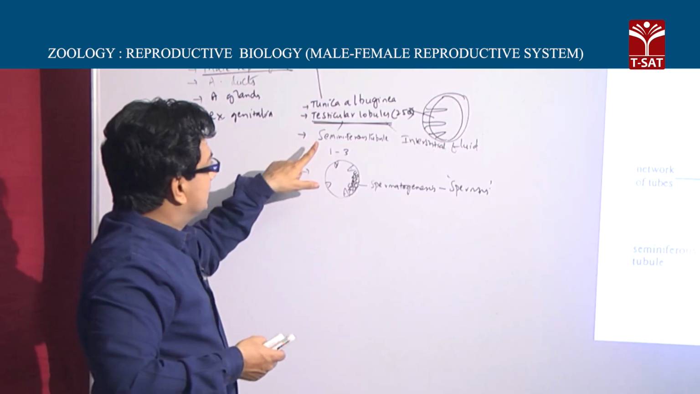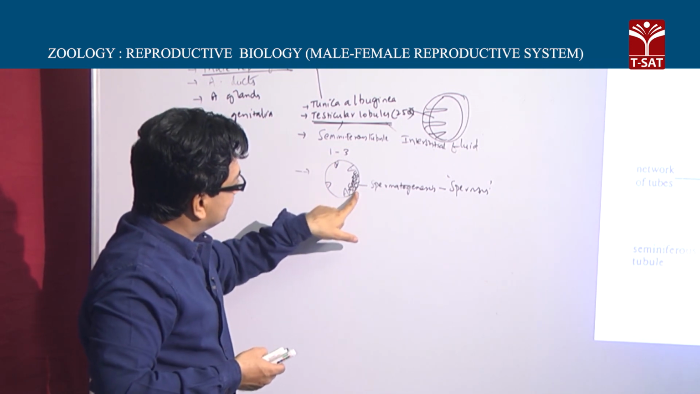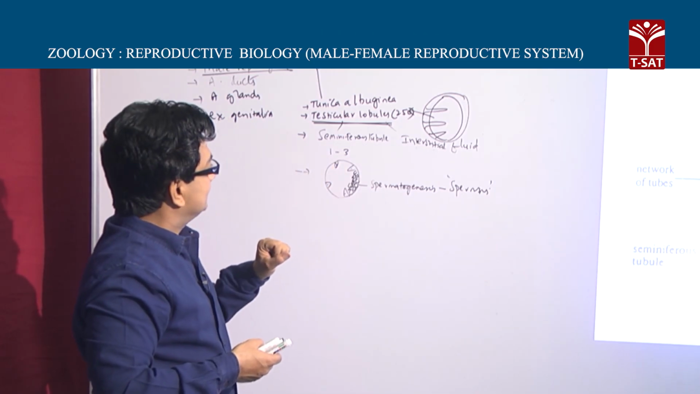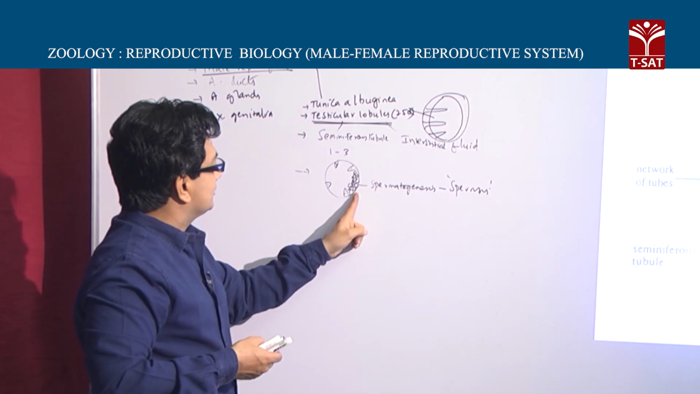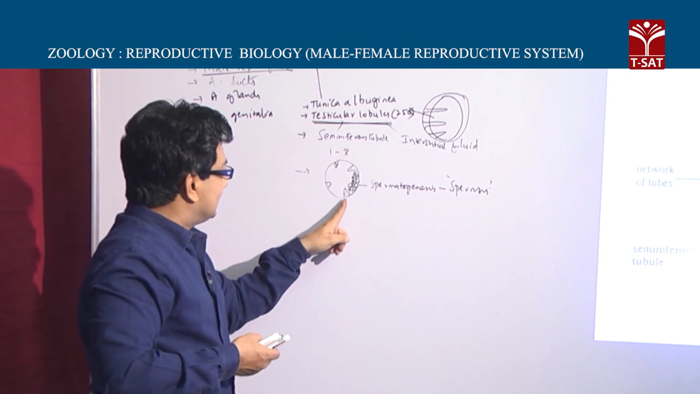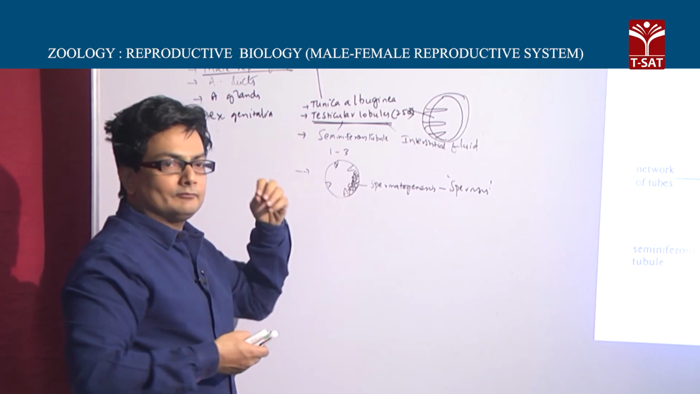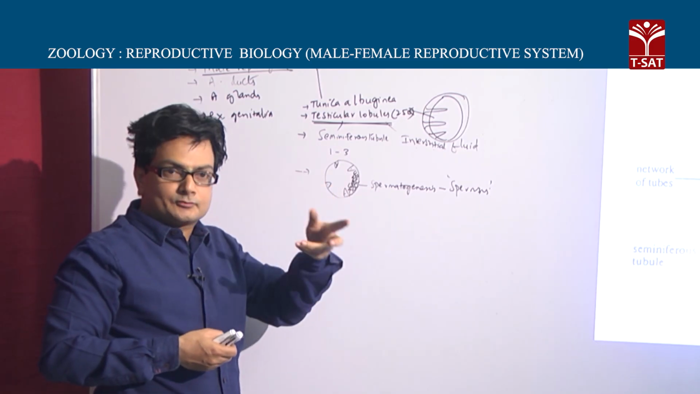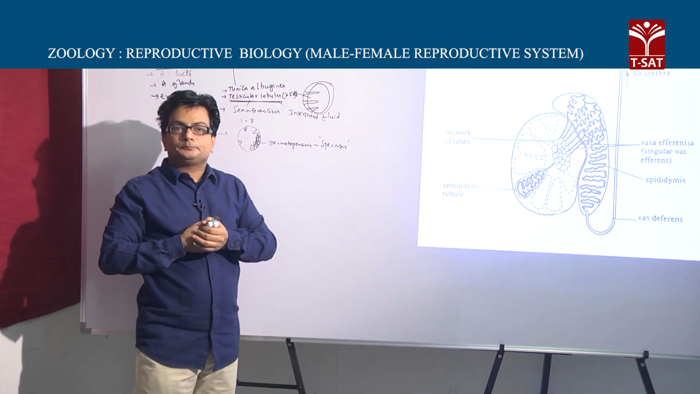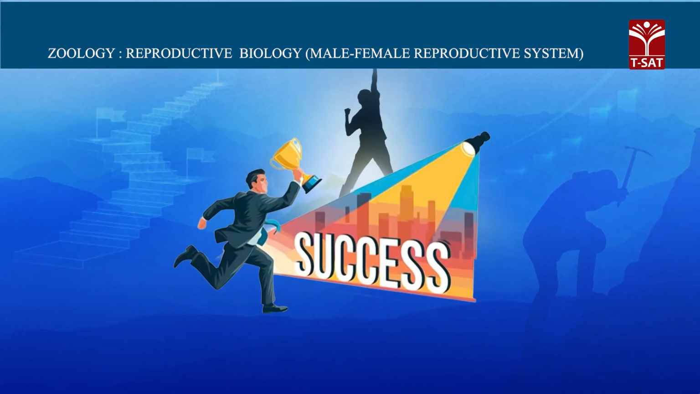Just to recall, seminiferous tubules, 1 to 3, are lined by the germinal epithelium, and in between you can see the Sertoli cells. The Sertoli cells will be nourishing the developing sperms, and they also release substances like inhibin. The sperms that are released enter into the lumen of the seminiferous tubules. Now let's see the next aspect, which is called accessory ducts.